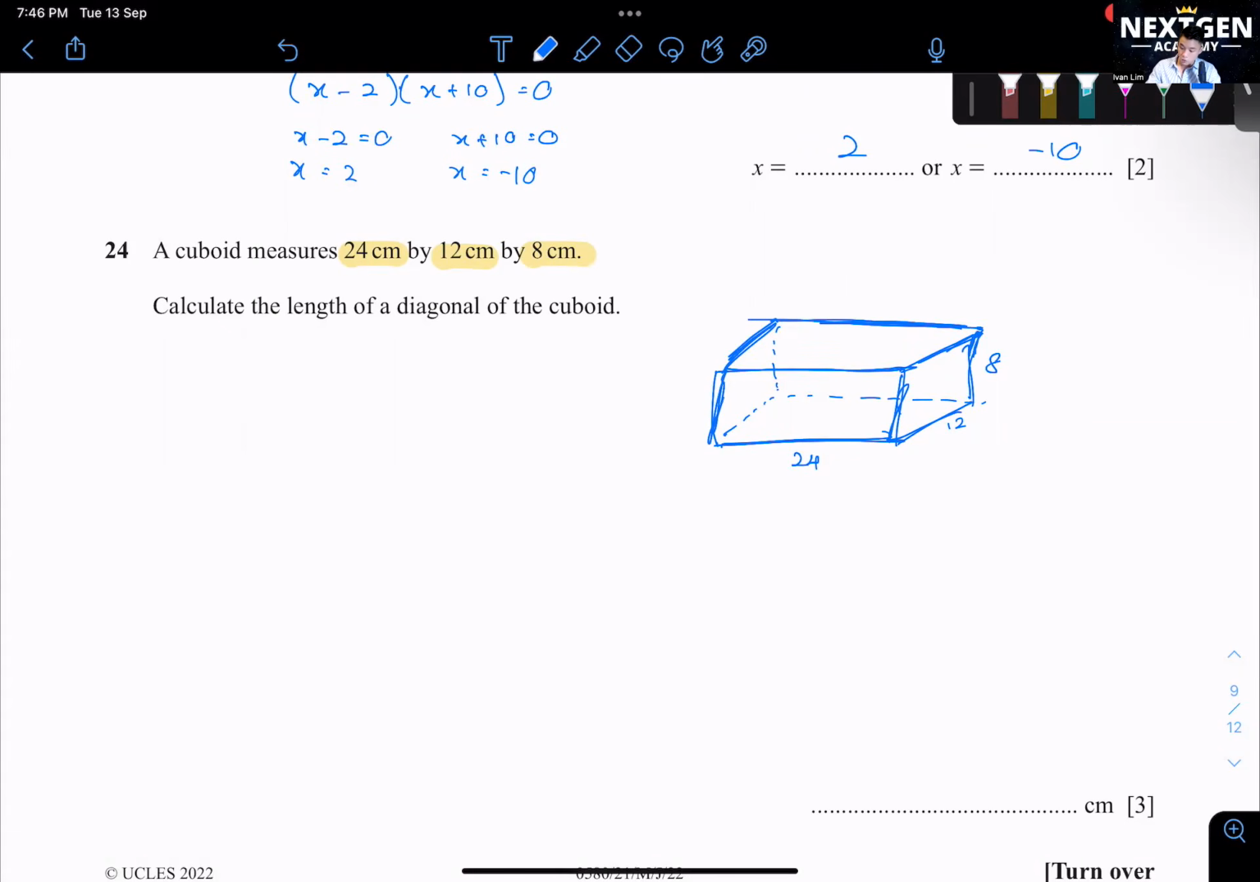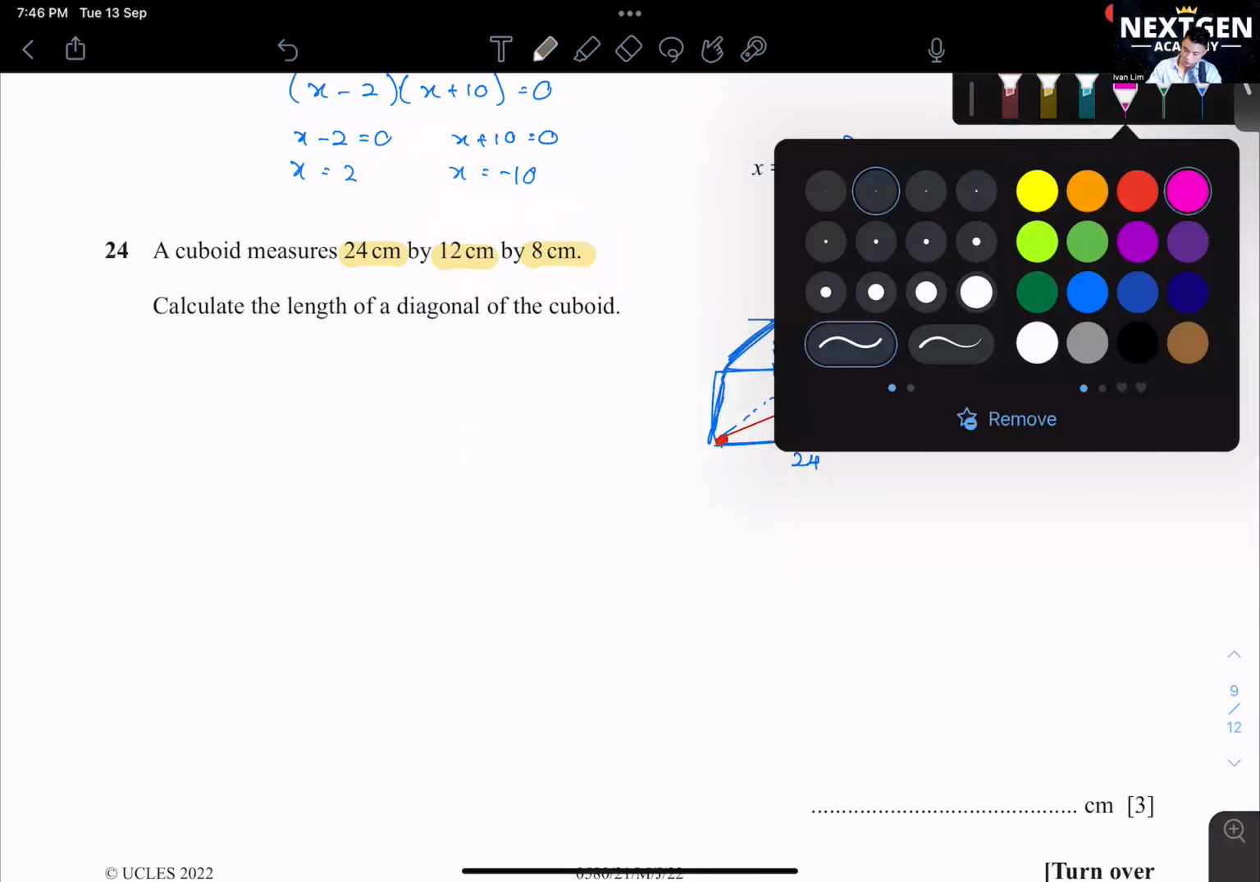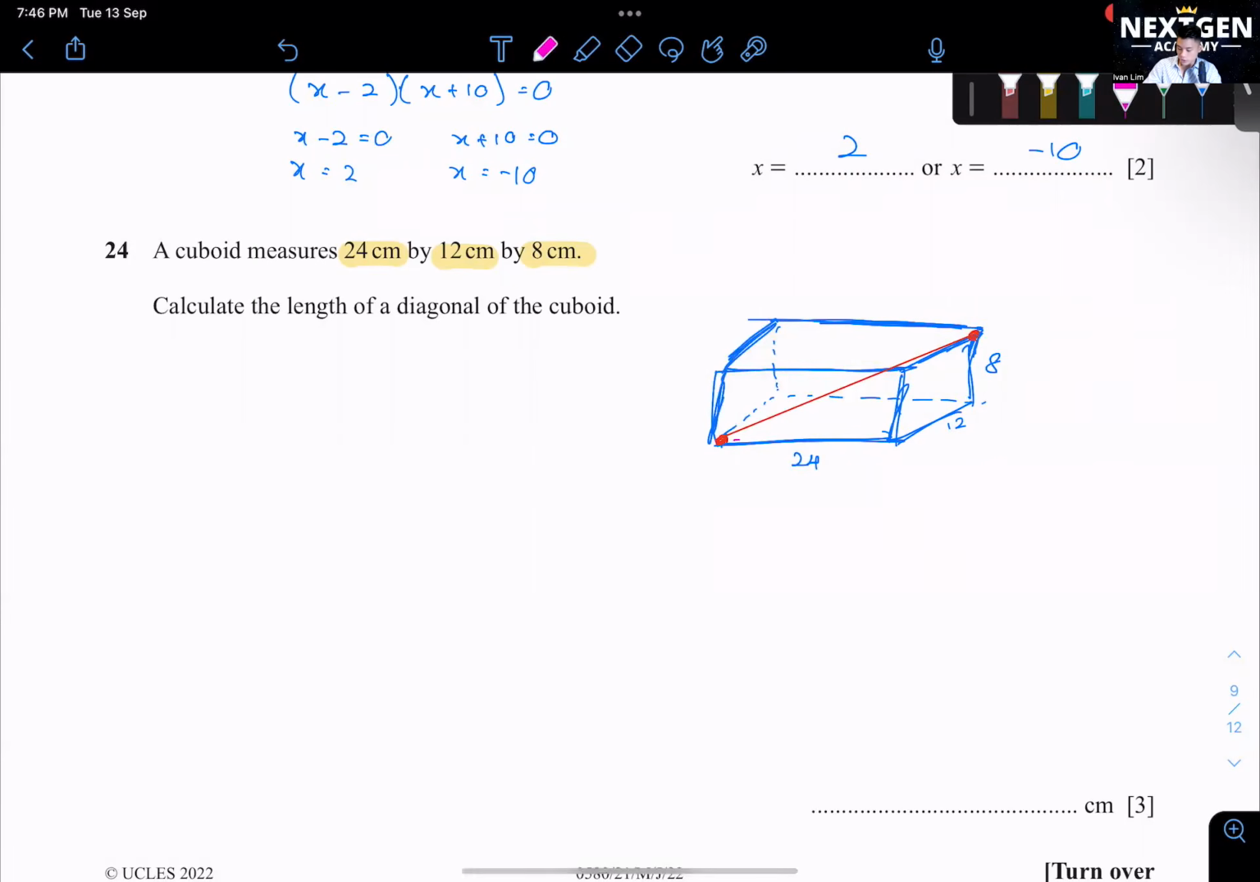What we want to calculate, the diagonal, is from here to here. That means from one end to the other end. This is how you do it. This is also one of the very common questions. They ask you to sketch it out. Sometimes they will sketch it out for you.